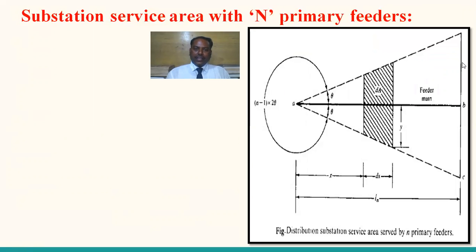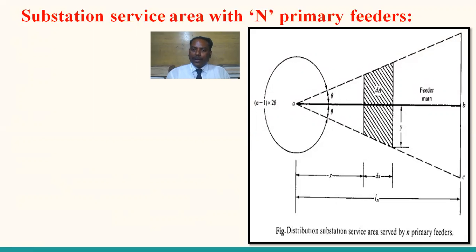Substation service area served with 4 feeders. At that time, the total 360 degrees is divided into 4 equal parts. Suppose the substation service area is served with 6 feeders. The total service area is divided into 6 equal parts so that each part covers 60 degrees, whereas in the case of the square shape, each part covers 90 degrees. But you can observe in this diagram, how many feeders is the substation serving? N number of feeders.